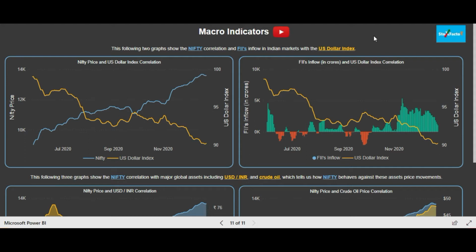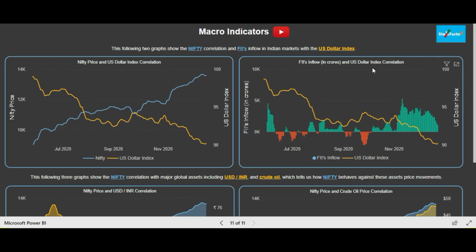As you already know, our Indian stock markets are part of emerging markets, and the inflow in emerging markets by foreign institutional investors depends on a number of factors. But some factors are more relevant than others, and we have filtered those relevant factors in our dashboard on this particular page. So let's start with the first two indicators shown in the form of charts, which show us the correlation between the Nifty price and the US dollar index, and also the FII inflow and the US dollar index correlation. For those who do not know what the US dollar index is, let me give you a brief explanation.